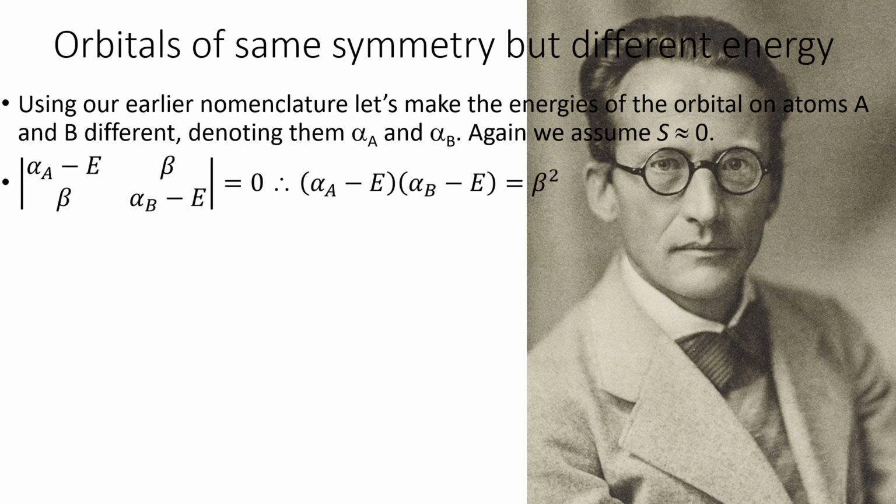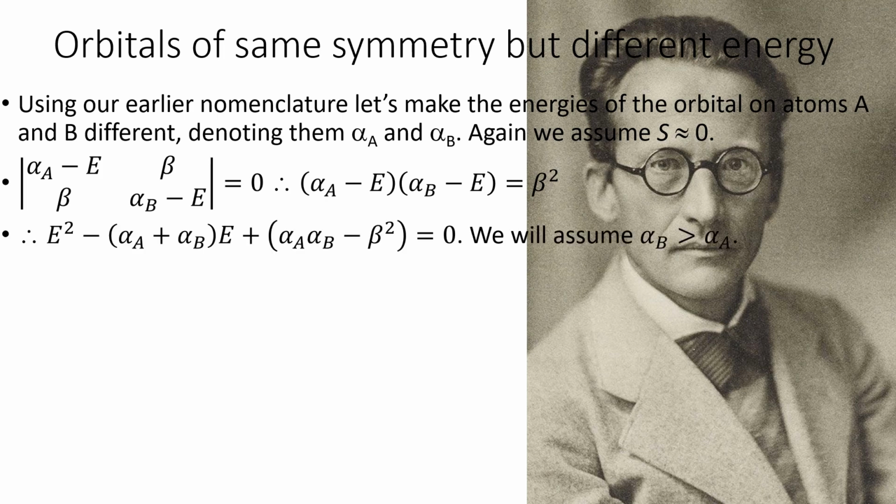Okay, so you can see in our determinant up there, instead of just alpha minus E on the leading diagonal, we've got two types of alpha: alpha of orbital A and alpha of orbital B. And beta is the interaction term between them. And so when we solve our determinant, now it's these two bracketed terms, alpha A minus E and alpha B minus E, that are going to equal beta squared.